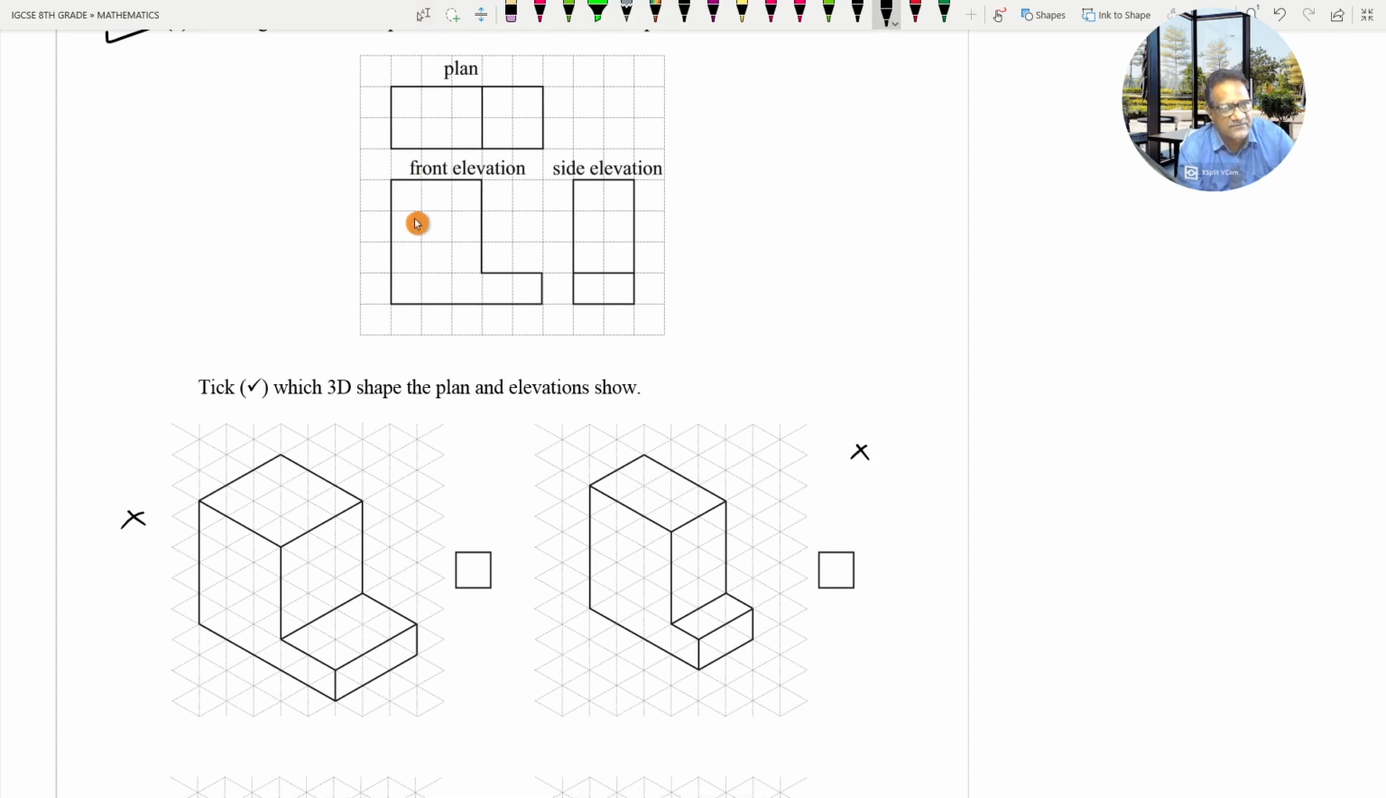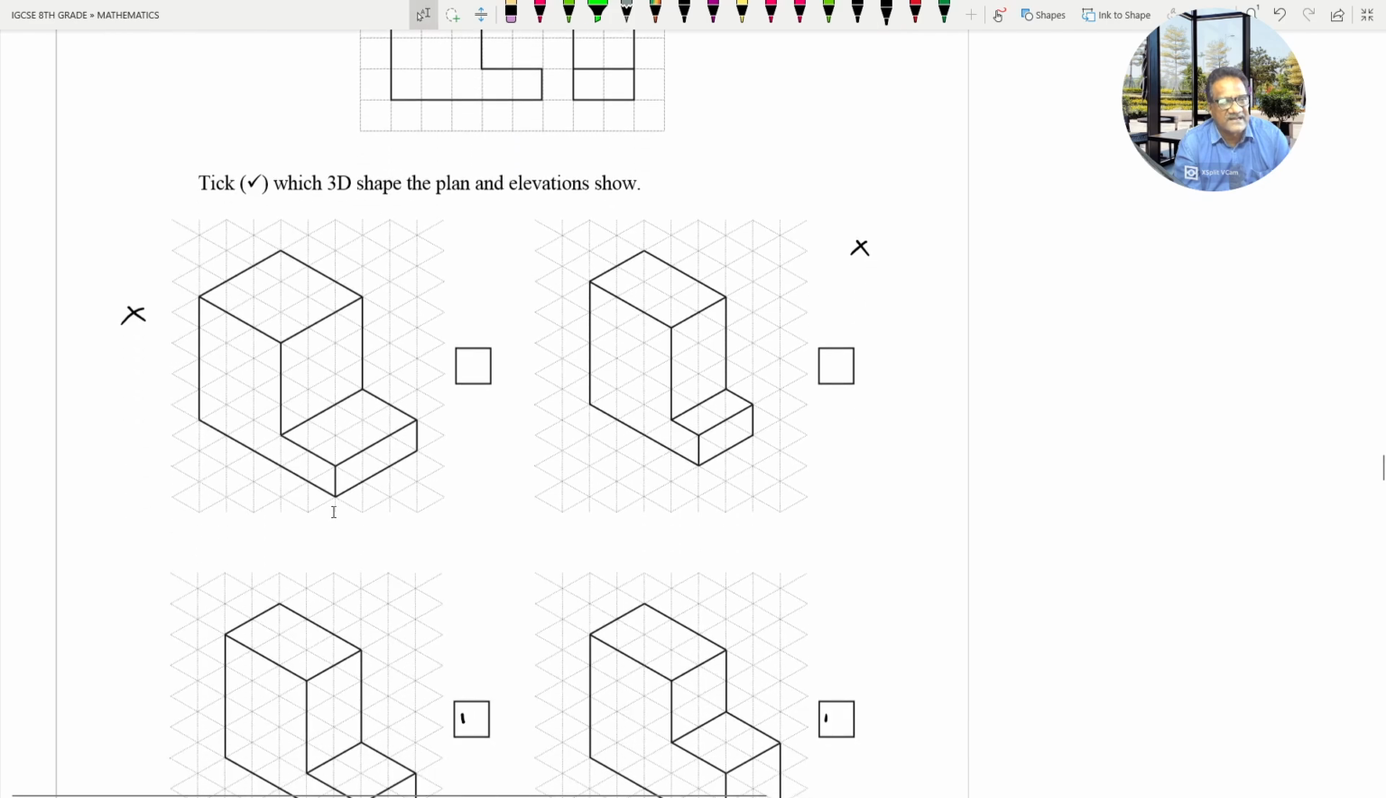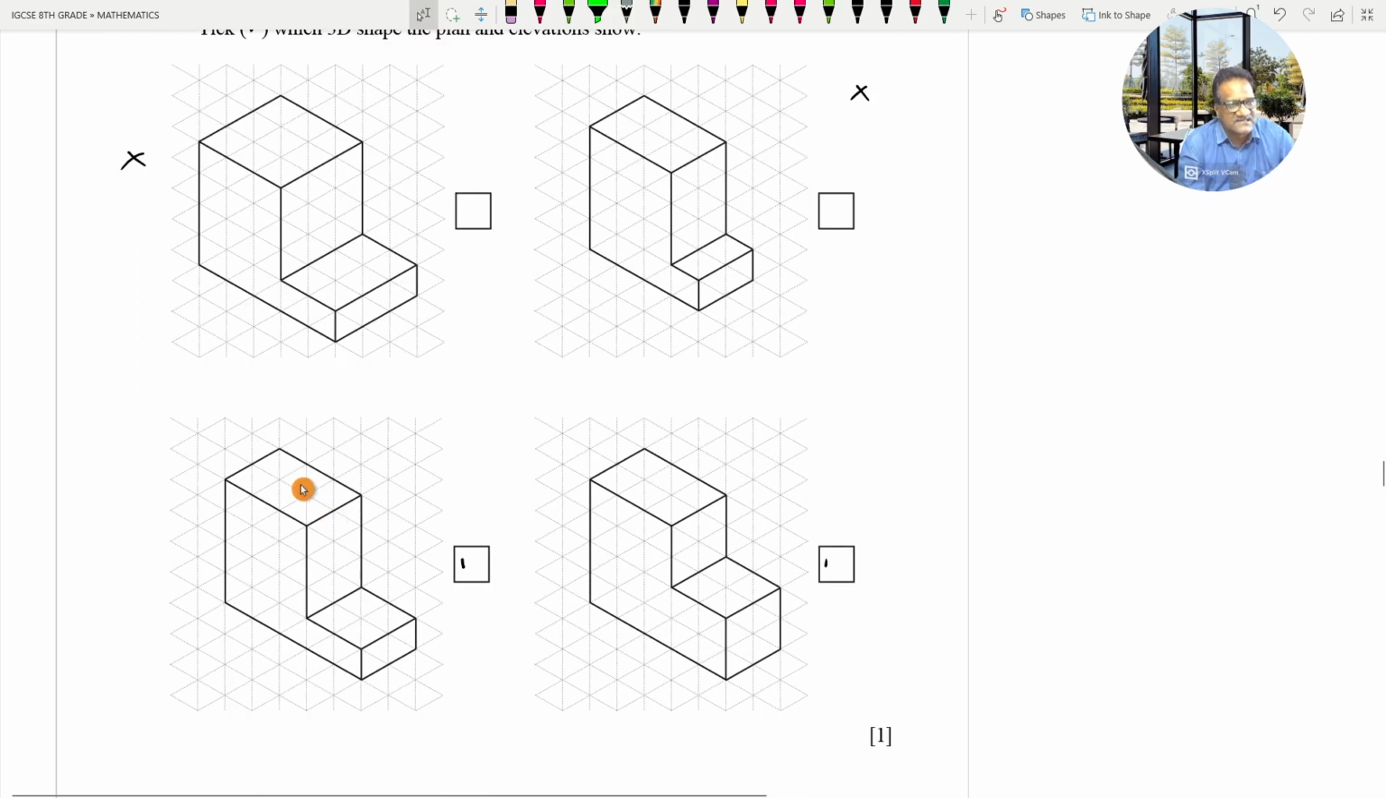Now let us see the front view, front elevation. Now front elevation, you can see there is a 3 by 4 over here, and there's a 2 by 1 over here. Okay. So front elevation means, now see, this is something called front elevation.